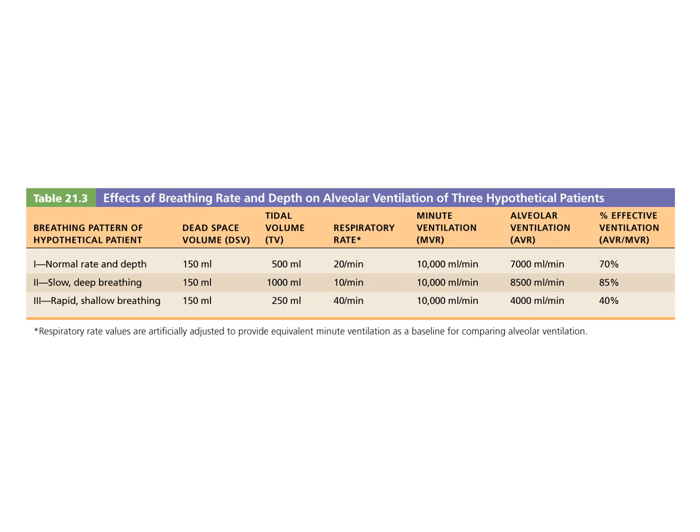And then look at patient number 3 that's got rapid shallow breathing, 250 milliliters with their tidal volume. So they're taking in half the normal amount, 40 breaths per minute because they're breathing twice as fast. And look what happens at their percent effective ventilation, only 40%. So just to compare how those are different from one another.